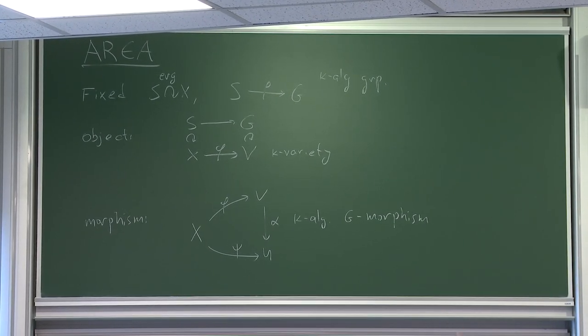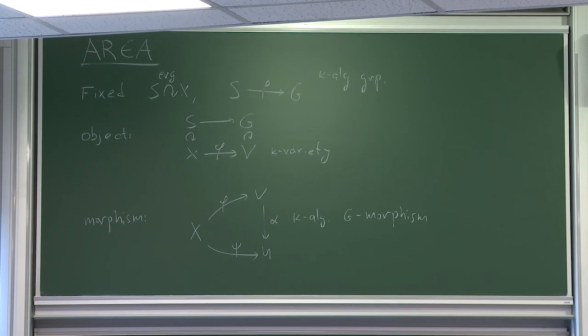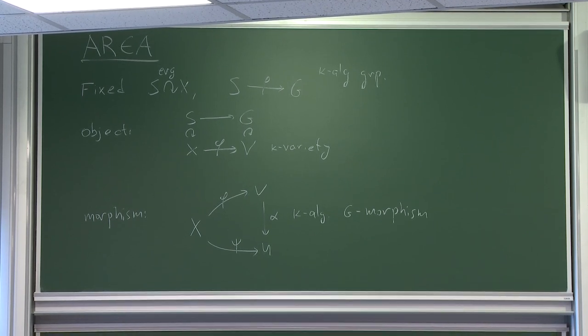And now an object of our category of representation is this equivariant map, phi to V, where V is a G action in the world of algebraic geometry. And the morphism is a commutative diagram of this sort, where the right-hand side, again, is an algebraic geometrical object.